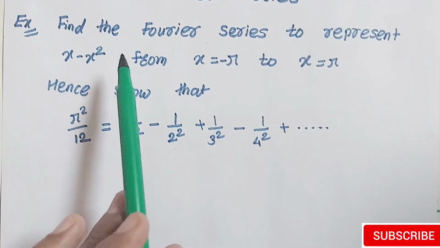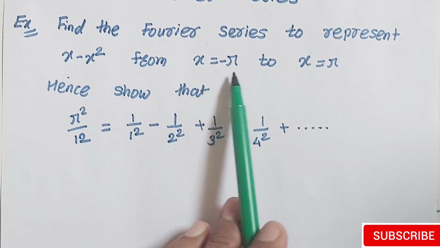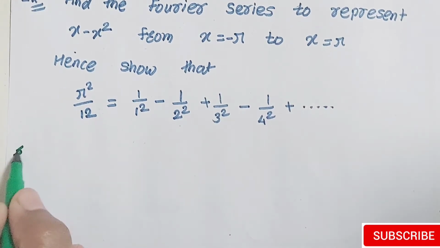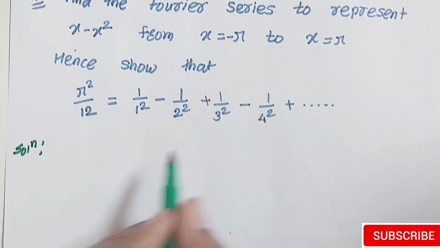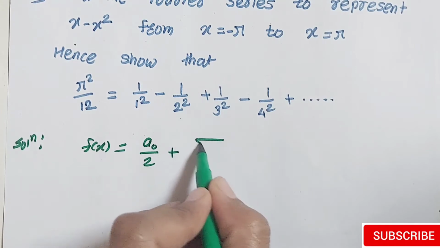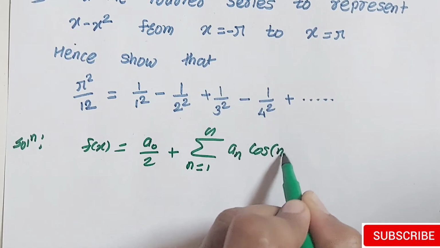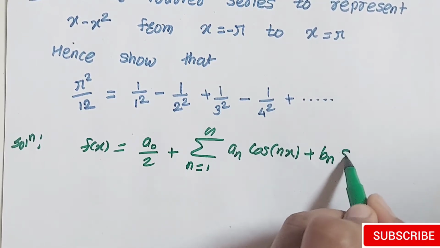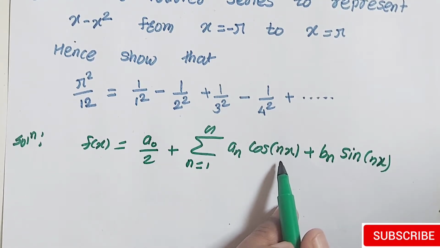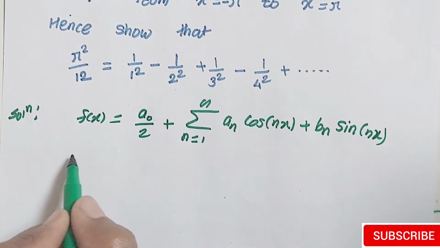So the first example is: find the Fourier series to represent x minus x square from x equals minus pi to x equals pi, and hence show that this term. So here our interval is minus pi to pi. Therefore the Fourier series f of x is a0 by 2 plus summation n running from 1 to infinity an cos nx plus bn sin nx. If the interval is minus pi to pi, otherwise 0 to pi, that time here the angle term is simply nx.